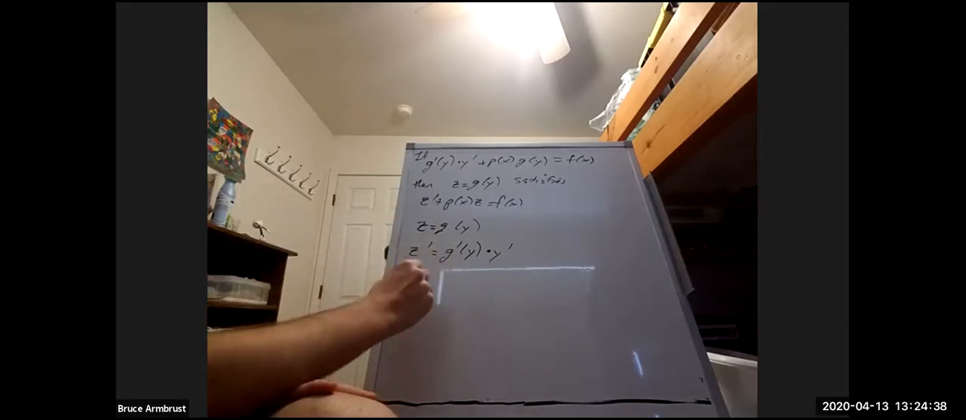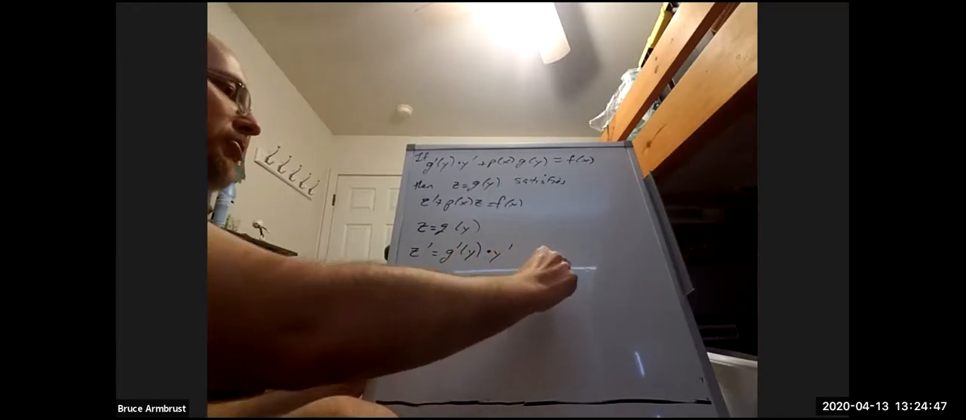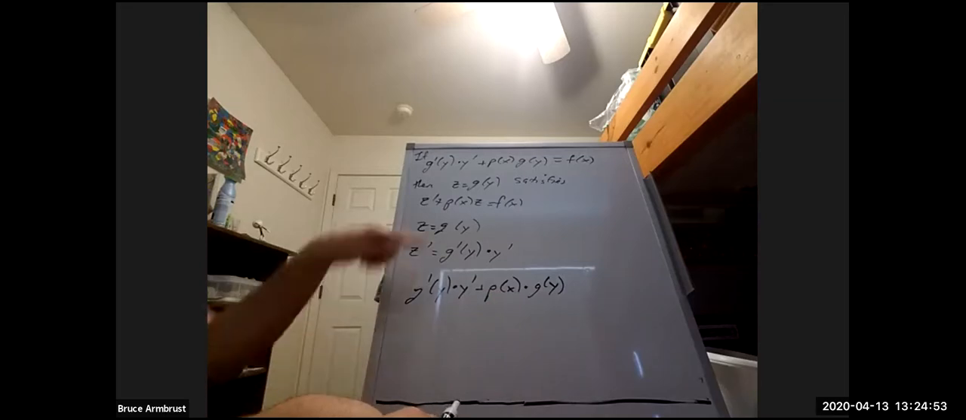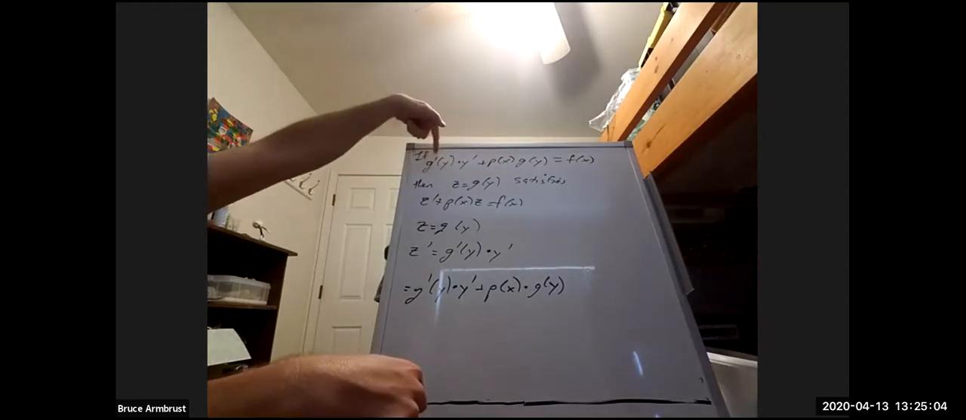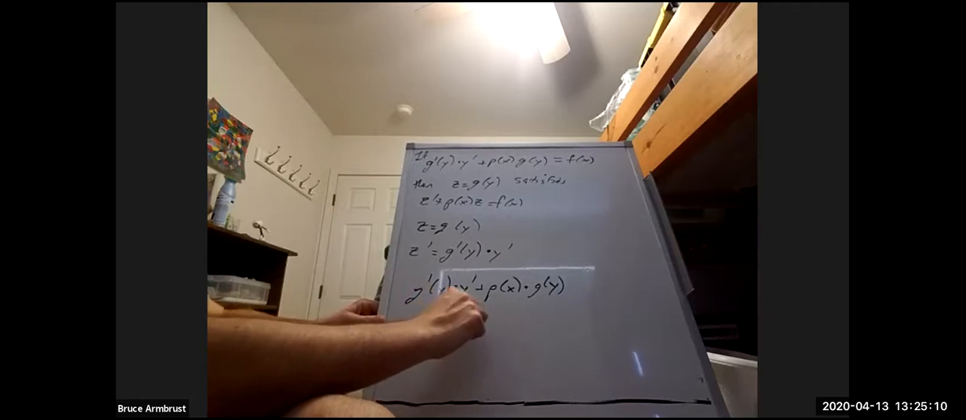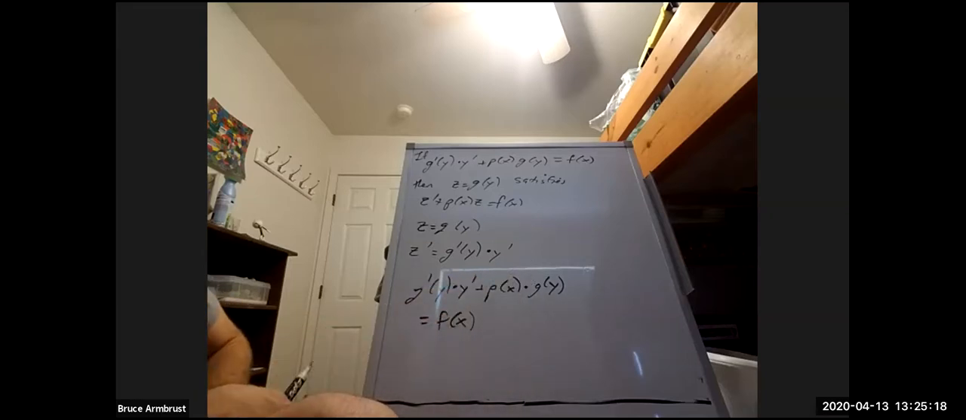So now let's put it into the differential equation. So we get g prime of y times y prime plus p of x times g of y. So that was this right here. And notice that that's exactly what we started with, our if. So we know that this thing actually equals f of x. So this was z prime plus p of x z equals f of x. And we're done with our proof.